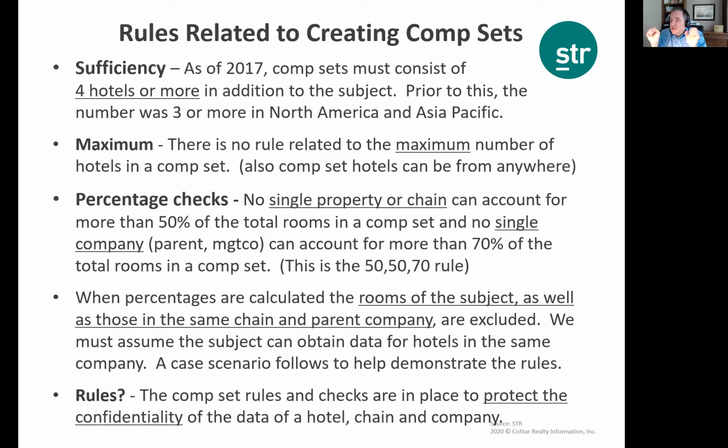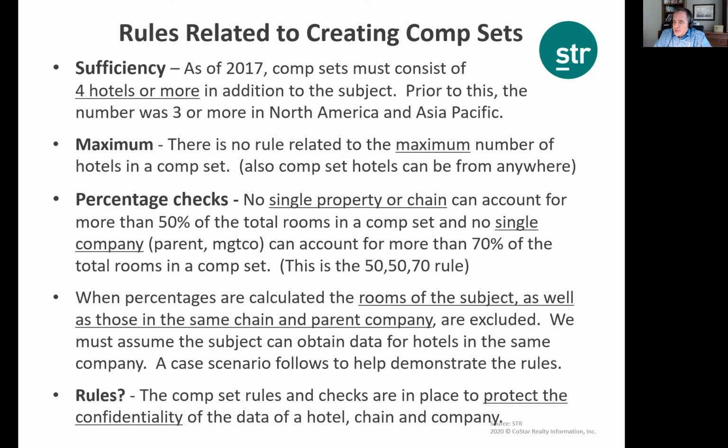Next, no single company, now that could be a parent company or a management company, can account for more than 70% of the total rooms in a comp set. That number does go up a little higher. We call this the 50, 50, 70. So 50 for property, 50 for chain, 70 for company. And we'll demonstrate that in a minute.